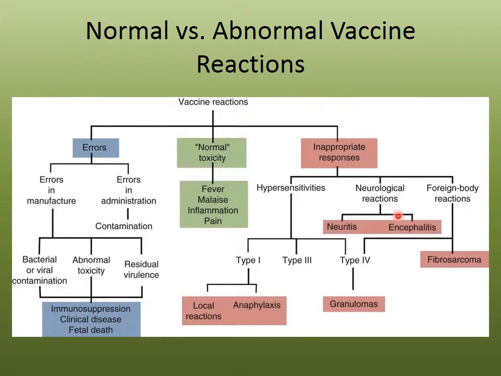Neurological reactions. These are really uncommon. You can get neuritis or encephalitis. I did once have a very immediate neurological reaction to a vaccine, and with supportive care the animal was fine, but it was kind of crazy to see. So things do happen, you can't predict them, you just have to be prepared.